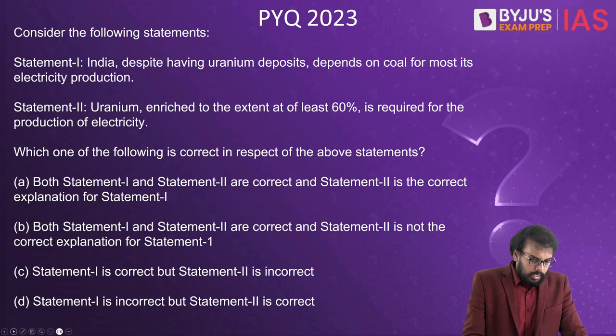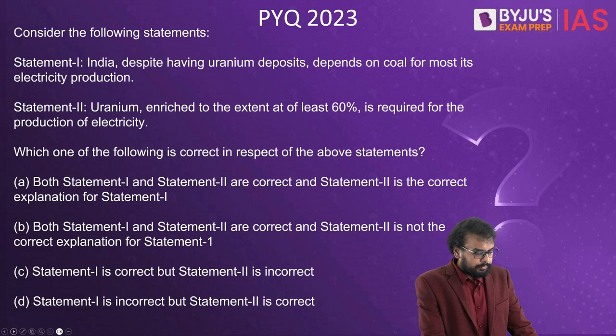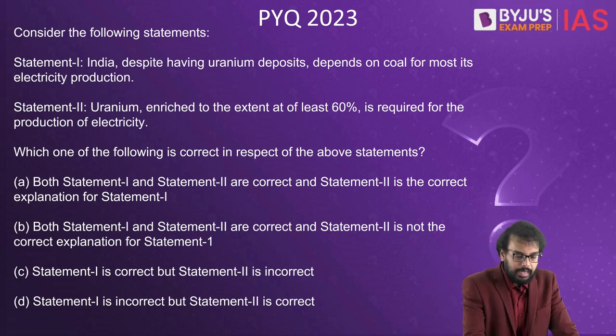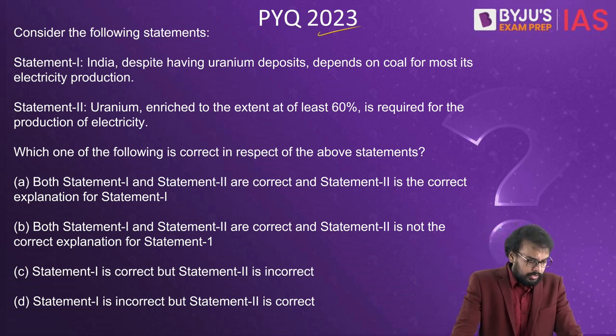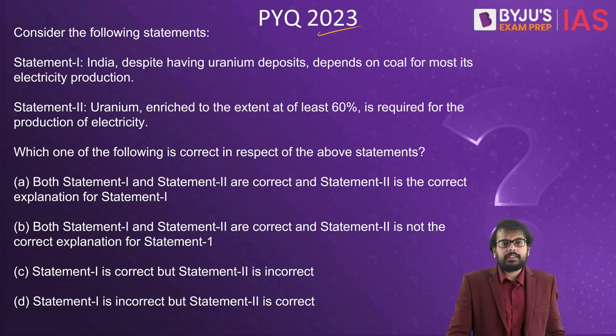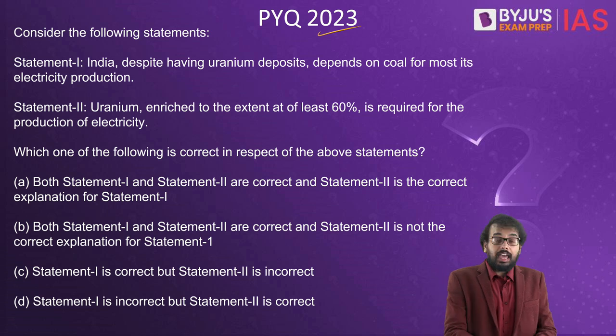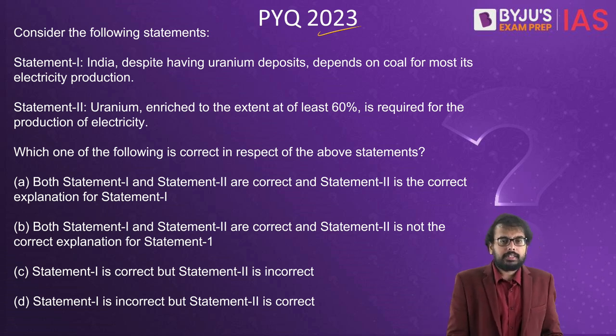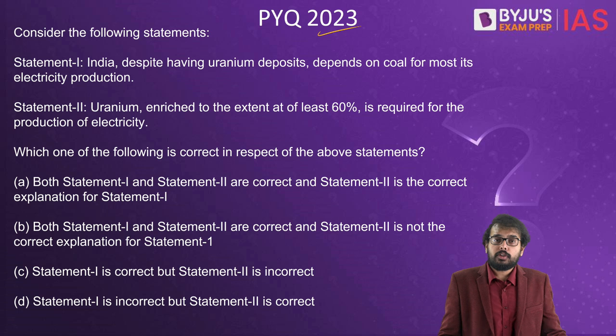Got it? Okay. So now consider the following statements. This is a PYQ, last year's PYQ, 2023. Statement 1: India, despite having uranium deposits, depends on coal for most of its electricity production. Is it true? Does India depend on coal for most of its energy production?